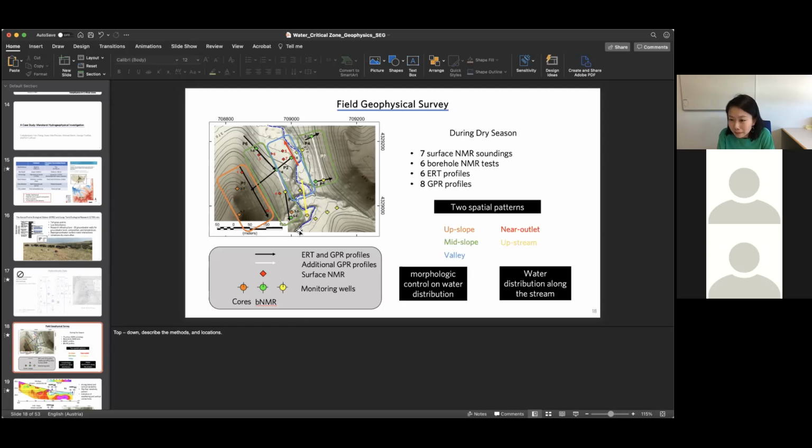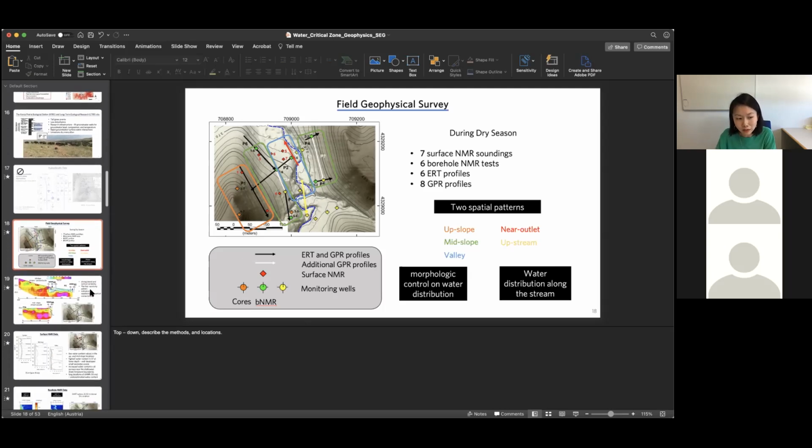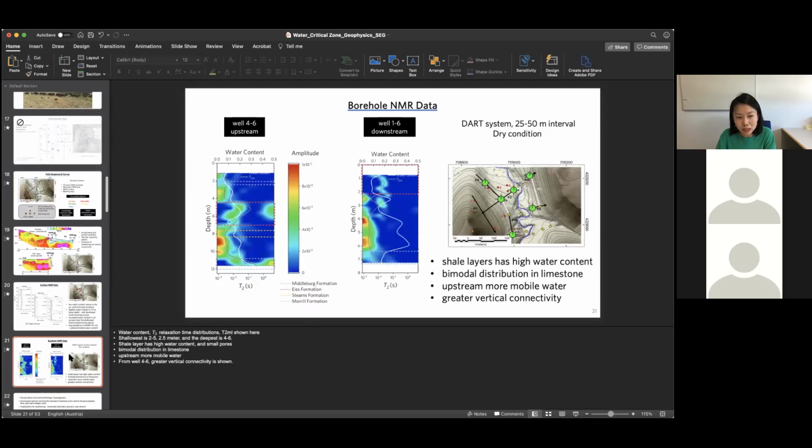And for this Kanza site, if I remember correctly, you said that the shale was actually the one with the highest water content? Yes, exactly, from these borehole NMR measurements. So my geology brain is like, what?